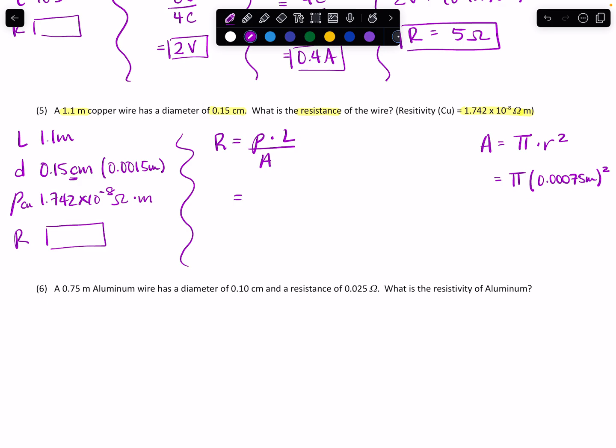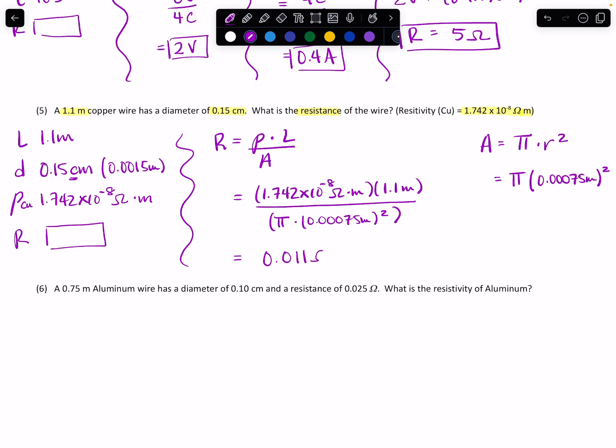So I come back over to my formula. The resistivity, 1.742 times 10 to the negative 8th ohms times meters, times 1.1 meters for my length, divided by pi times 0.00075 meters squared. Now if we look at the units, I've got a meter times a meter up top, so that's meter squared on the bottom. That's going to cancel, and I'm going to be left with units of ohms, which would be the correct unit for resistance. Once I plug everything in, I got 0.011 ohms for my resistance here.